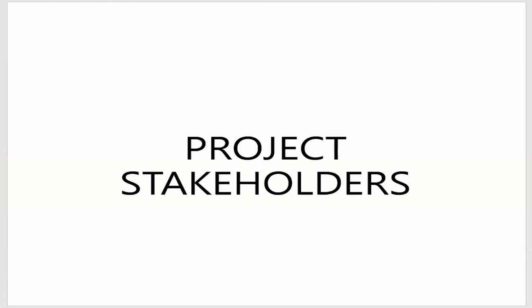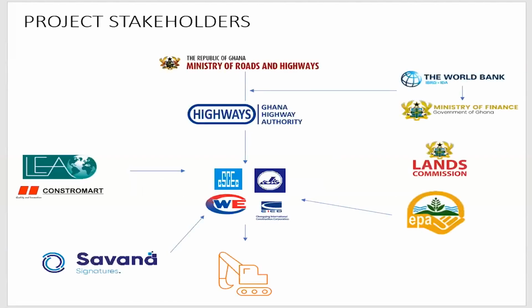These are our major stakeholders in the project. So we have the World Bank, the Roads and Highways, the monitoring consultant. We have a grievance redress mechanism who is supposed to address all grievances the community have, Savannah Signatures. And then we have China Water and the EPA and Lands Commission.